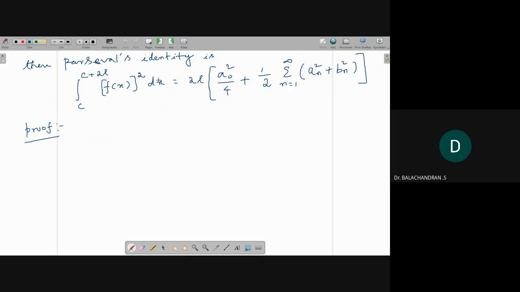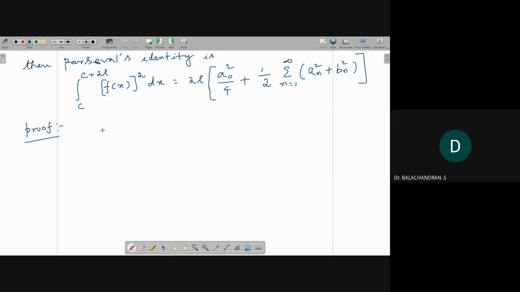Then Parseval's identity is integration c to c plus 2l f of x whole square into dx. Okay, this is an RMS value, I will define RMS value later. It is equal to 2l into a naught square by 4 plus 1 by 2 summation n equal to 1 to infinity an square plus bn square. So this is Parseval's identity, and we are going to prove this theorem.